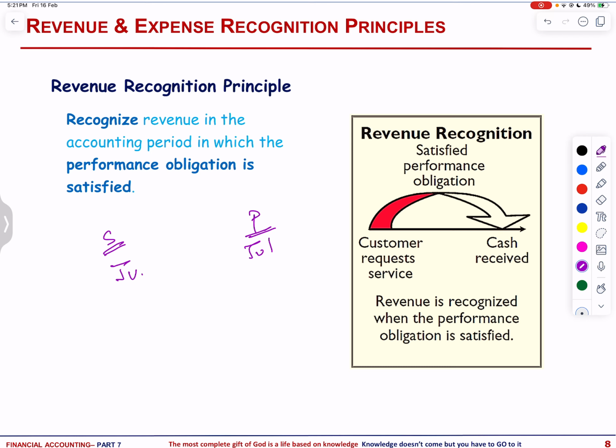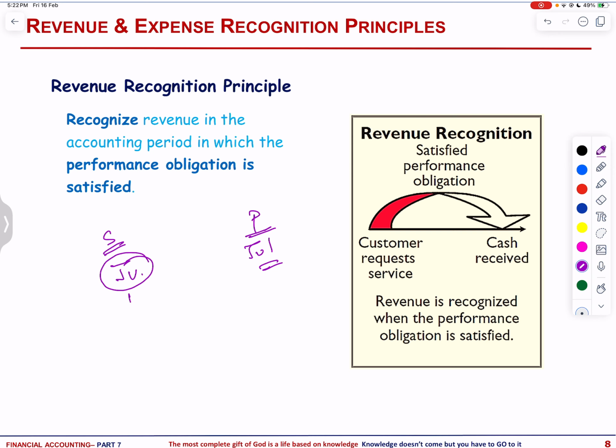Under the accrual basis of accounting, the shop will recognize the revenue in the month of June when the service is provided, not in July when the payment is received. This means that the company records the revenue and accounts receivable in June, although the payment comes later on.